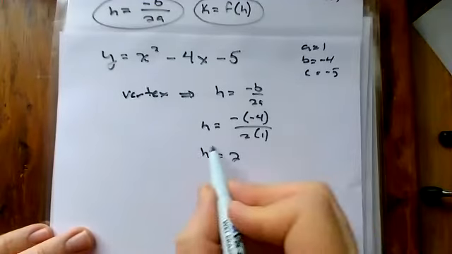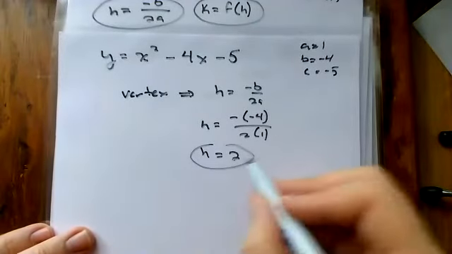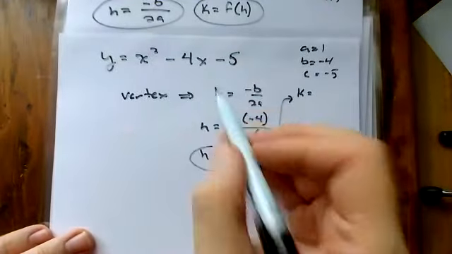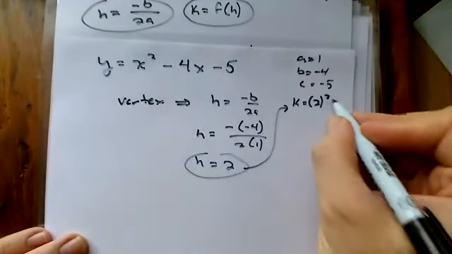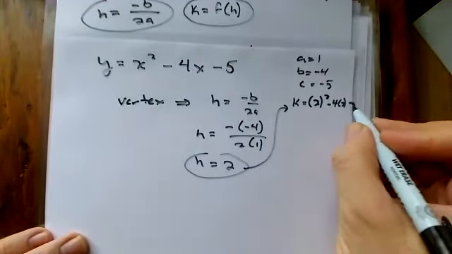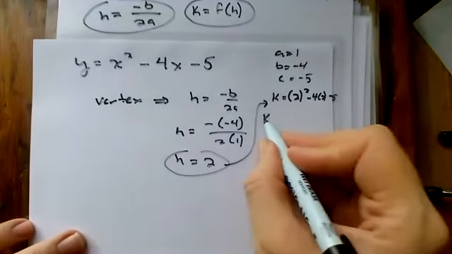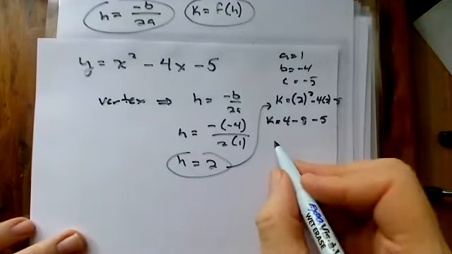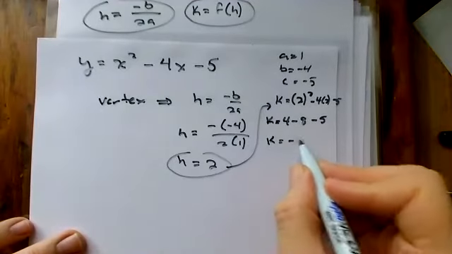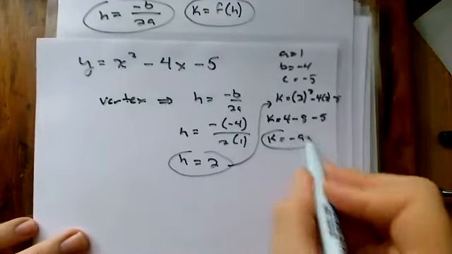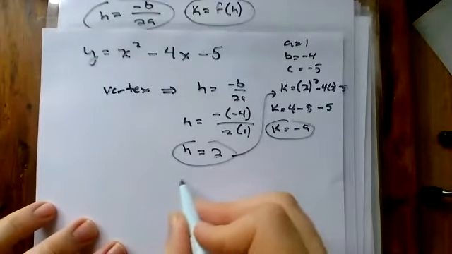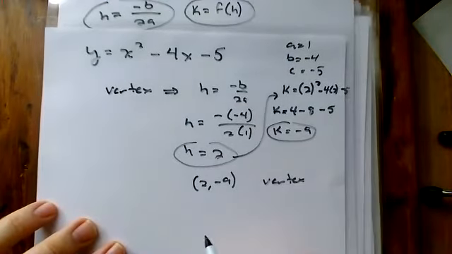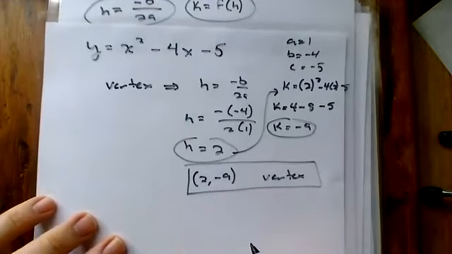Now that I know what my h is, I'll find out the k. K is what happens when I plug this h into my formula. So that's just 2 squared minus 4 times 2 minus 5. I'm cramming myself off the page here. So k is going to be equal to 4 minus 8 minus 5. What is that? K is equal to negative 9. So my vertex is located at 2, negative 9. So I've got one very good point right there.